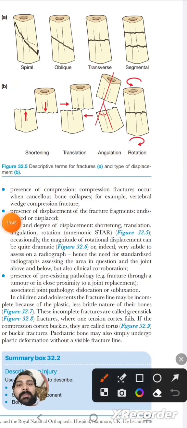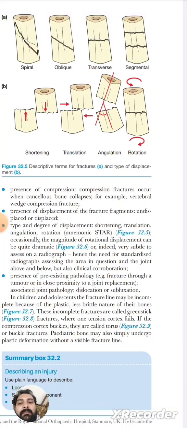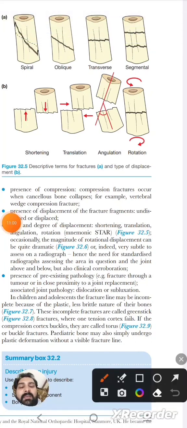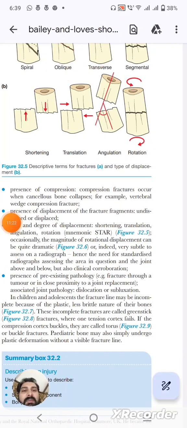First is spiral fracture. When there is twisting injury, S-shaped fracture occurs. It is spiral fracture. Oblique fracture is when the long axis of the bone and the fracture line cross at an angle which is greater than 30 degrees. It is called oblique fracture. When the fracture line and long axis of the bone are at an angle that is less than 30 degrees, it is transverse fracture.